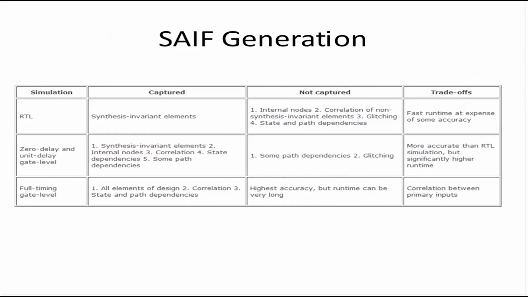So the SAIF generation can happen at multiple levels. First, it can happen at RTL level. What is captured? Synthesis invariant elements. What does synthesis invariant mean? All the registers would be captured, right? The registers are synthesis invariant. Or if you have used any hard-coded cells, they will be captured. They are synthesis invariant. Invariant means they will not change after synthesis. They will stay, including all registers inside always blocks. Some will be optimized off, obviously, but for SAIF purposes, we can say that they will stay, right?